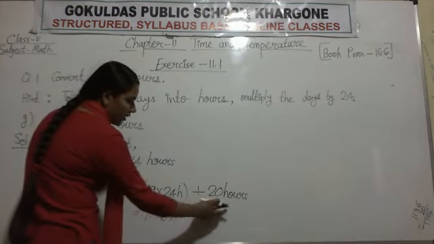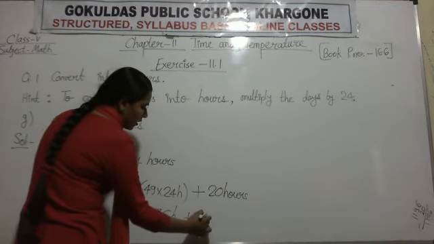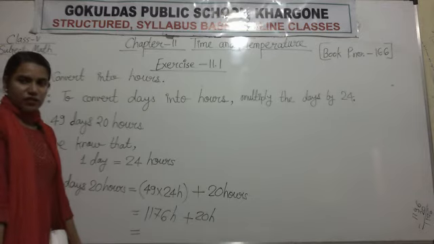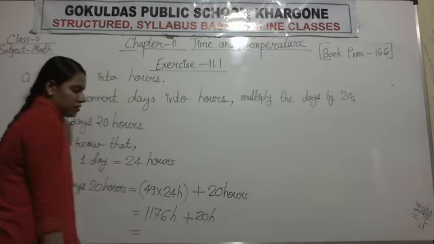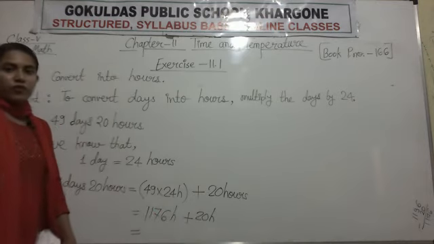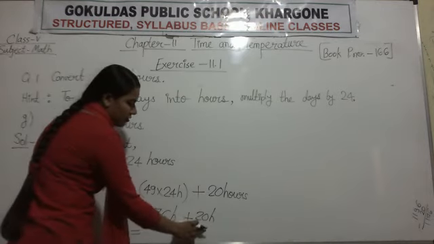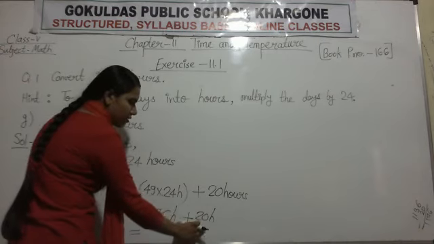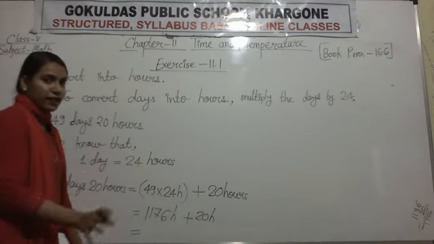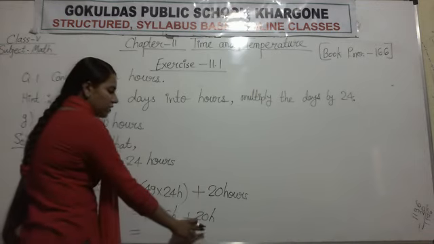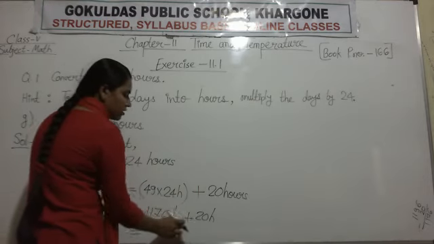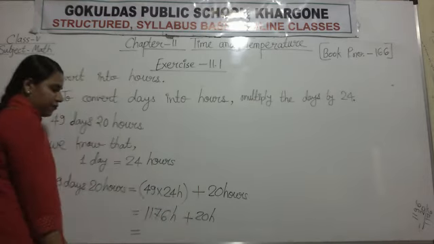Don't forget 20 hours. Now in the next step what will we do? We will add both the numbers. We can add them because both are in hours. So before adding, first check the units. If one is in minutes or seconds and the other is in hours, we cannot add them. To add, we need to match the units. Both units are hours, so add them.